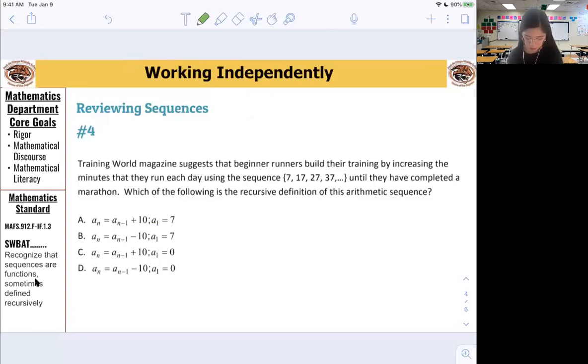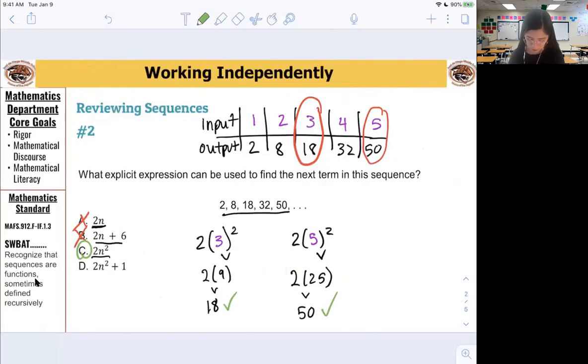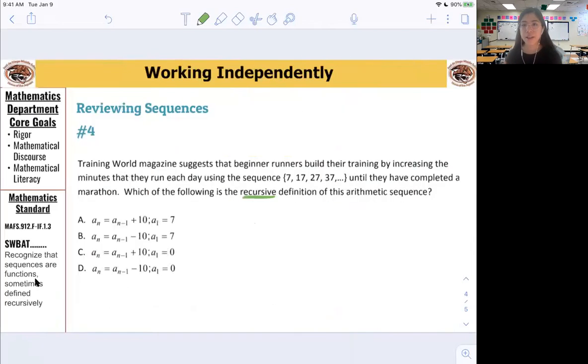Okay, recursive. With a recursive rule, it's a little bit different. All of these, number 1, number 2, and number 3, those were explicit rules because you just plug it in and you're good to go. The way you can tell if it's a recursive rule is because it's always going to tell you what the first value is. So take a look over here. A of 1 equals 7 is telling me that the first value in that sequence, the first number on the list, is 7, which it is. If I look over here, my first number is 7.